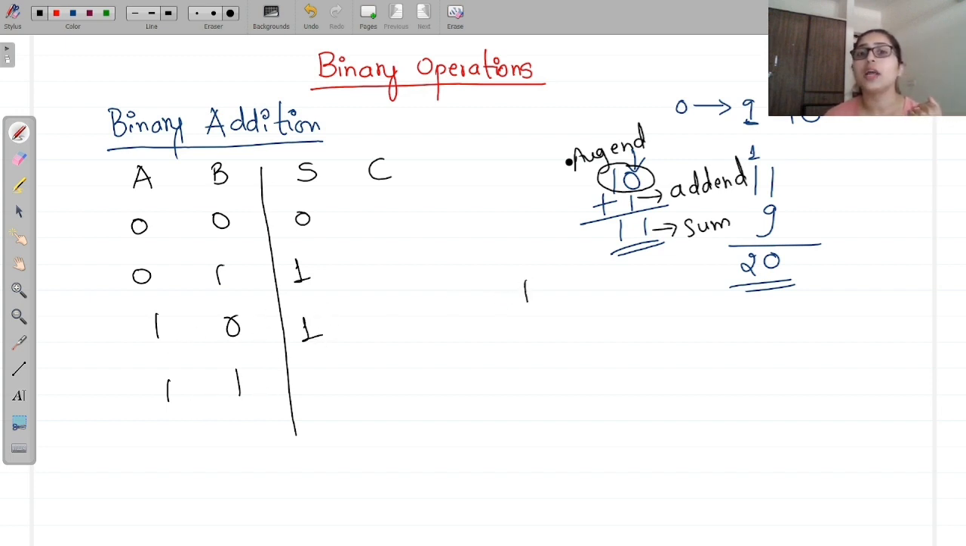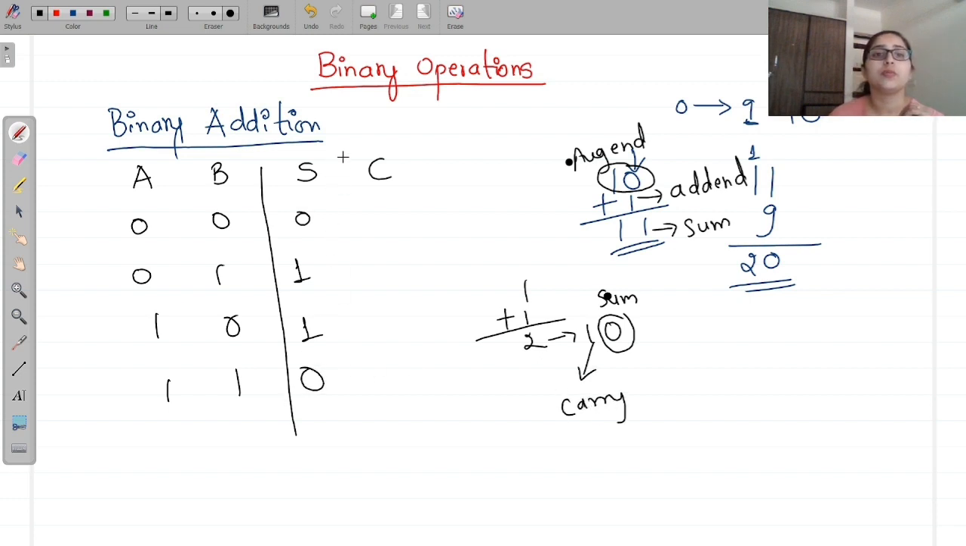What happens to 1 plus 1? If you add 1 and 1, you get 2 in decimal. What is 2 in binary? It is 1 0. So here I will take the 0 as the sum and the 1 as the carry. So the sum will be 0. The carry generated is 0 in the earlier cases, but here the carry is generated, so it is equal to 1. This is the binary addition rules.